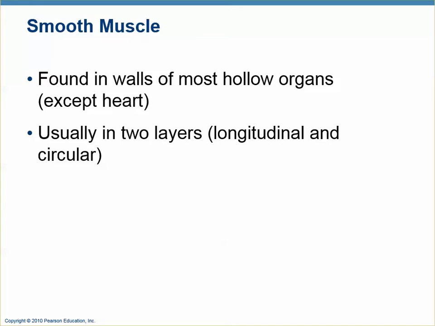Most often it's found in layers, usually two layers, with a circular layer for constriction and a longitudinal layer for dilation. Sometimes there's three layers, like in the stomach. There's an oblique layer, and it just adds to the churning and the motility of the stomach.